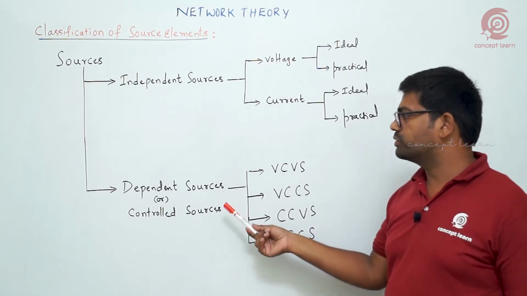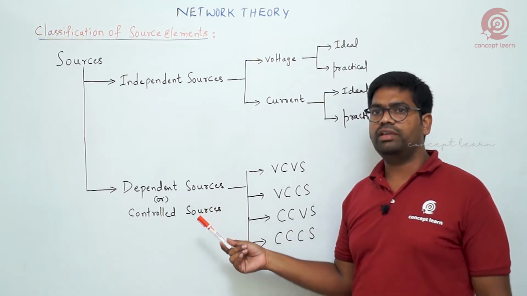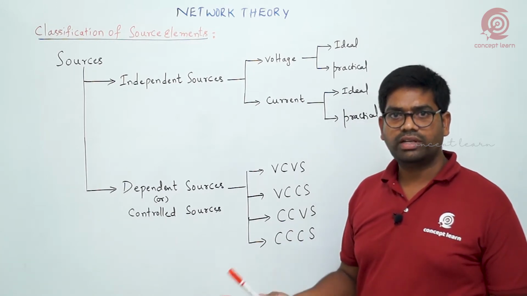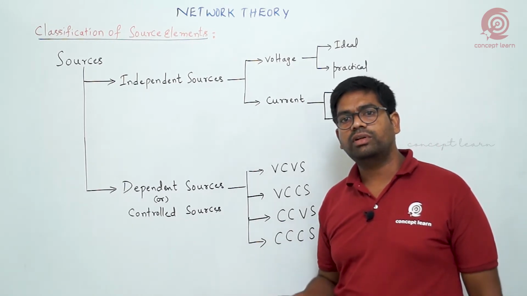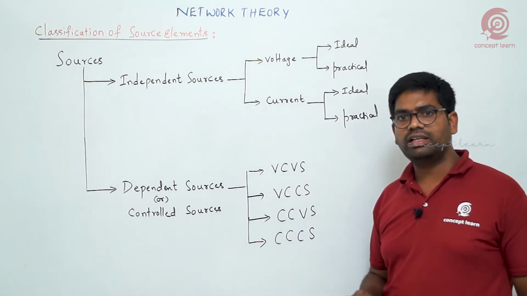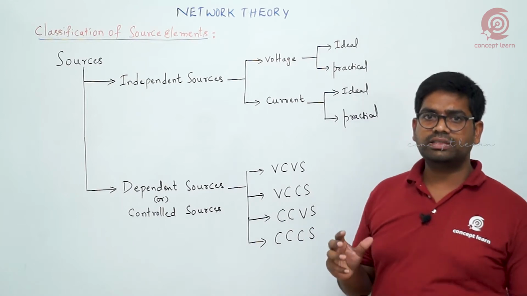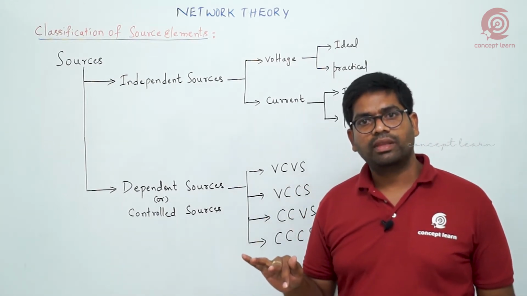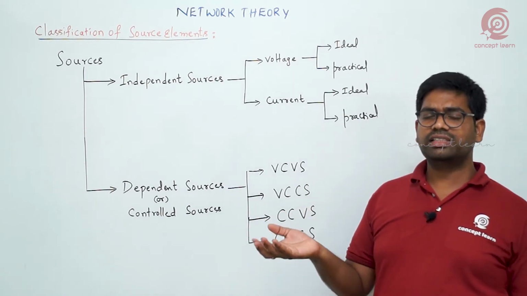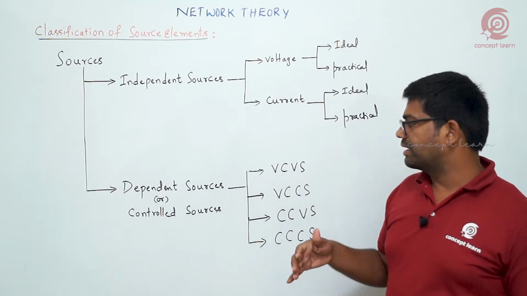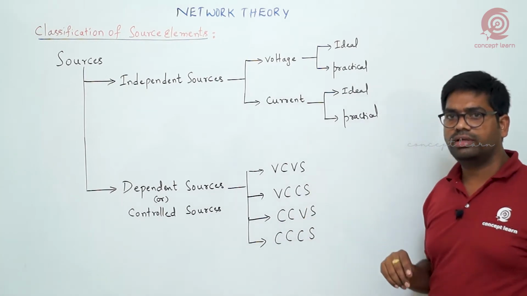The next classification is the dependent source. We also call them controlled sources. You can call it a dependent source or a controlled source. What kind of sources are present? Definitely a source must be either a voltage or a current source only. But based on how that particular source depends on another variable, we categorize them into 4 dependent sources.